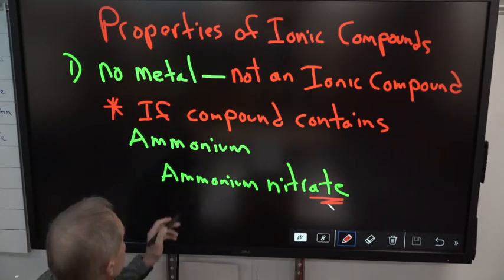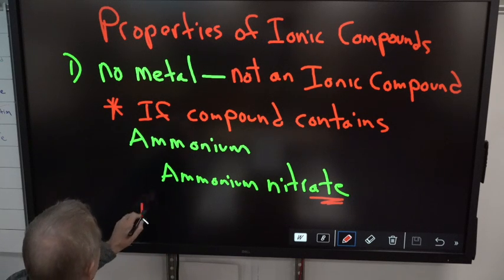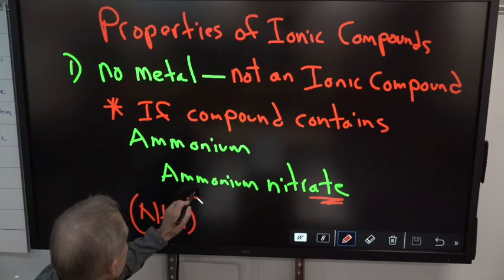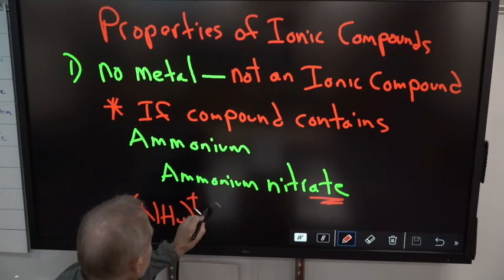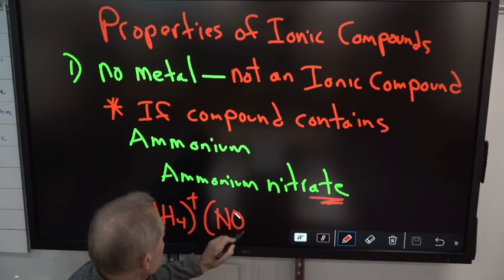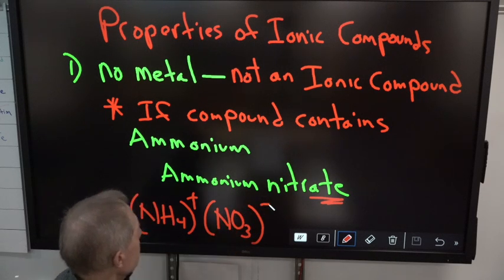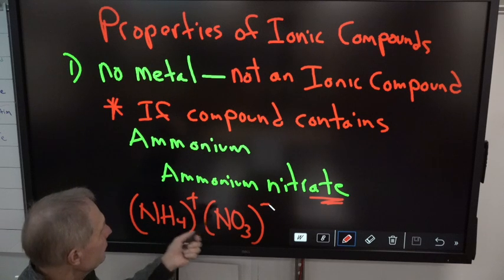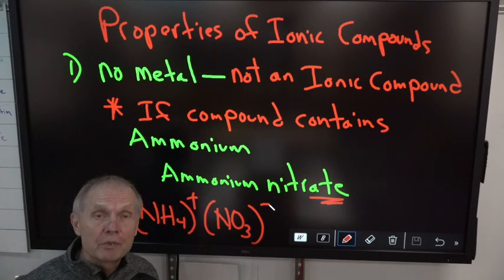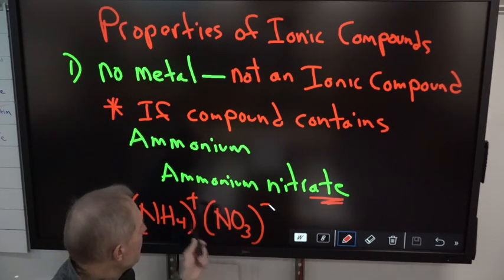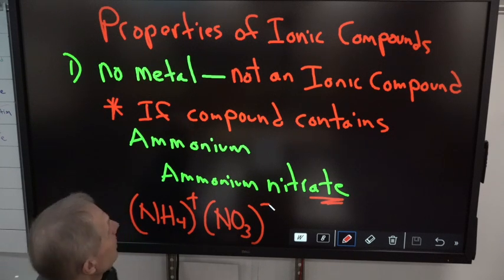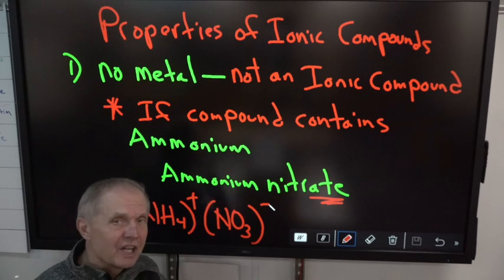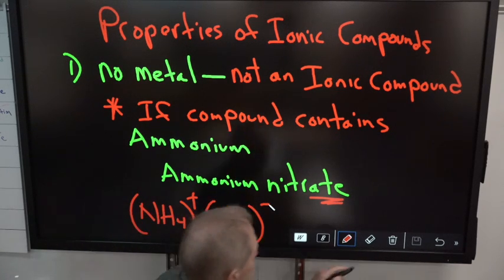Ammonium nitrate. Ammonium is this, NH4 plus. Nitrate is this, NO3 minus. That is ammonium nitrate. That's an ionic bond. But look, we have a +1 and a -1. Do we have to crisscross? No, because they equal 0. So, first rule, remember, if it doesn't have a metal in it, it's not an ionic compound.